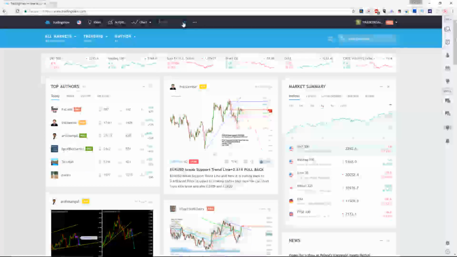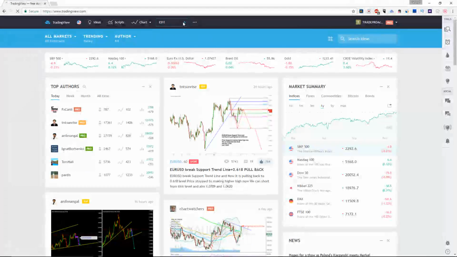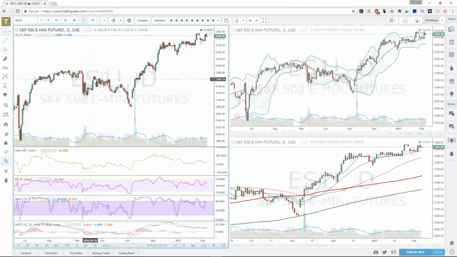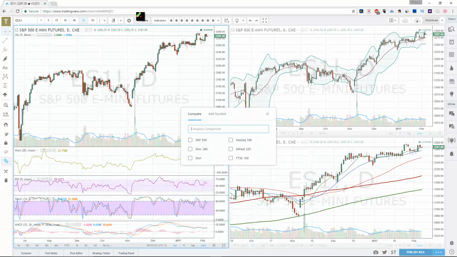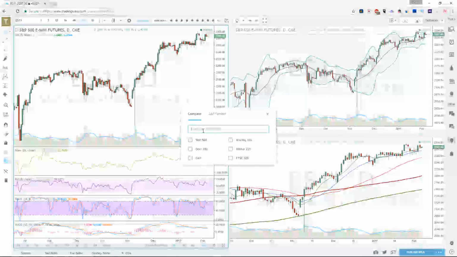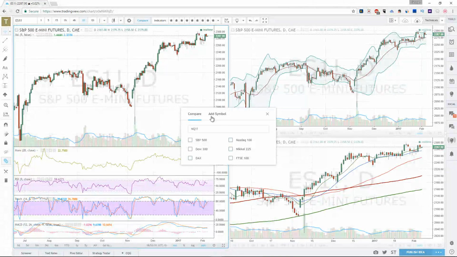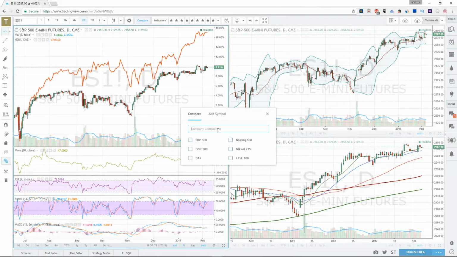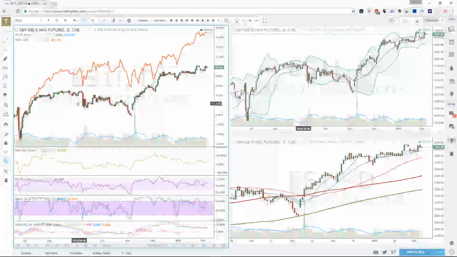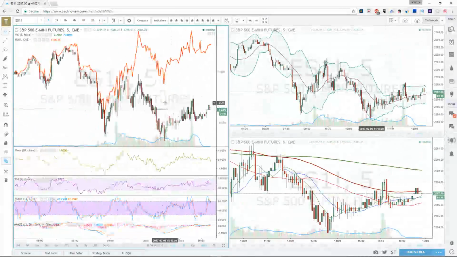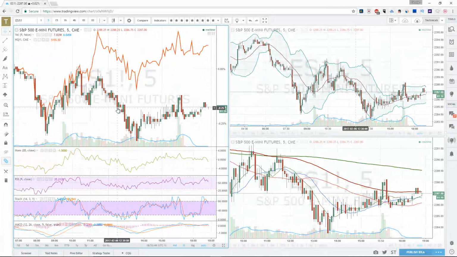We'll end it on this note. ES1 exclamation are the futures for S&P 500. All right, and on this chart, if I click compare up top here, and I say NASDAQ NQ1 exclamation, these are NASDAQ futures. And if I click enter, there you go. Now you have the NASDAQ futures that are red versus S&P 500. If you're going down on a 5-minute chart, there's your correlatory opportunity as well.